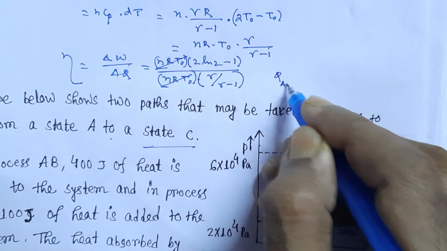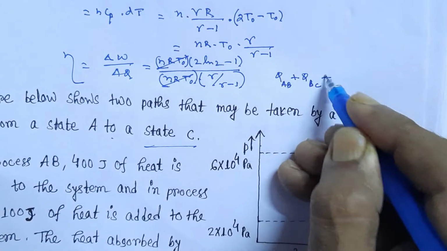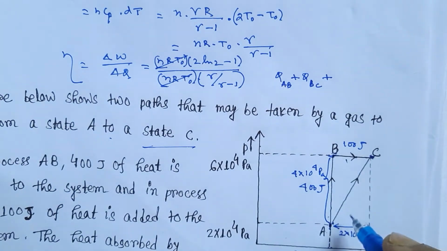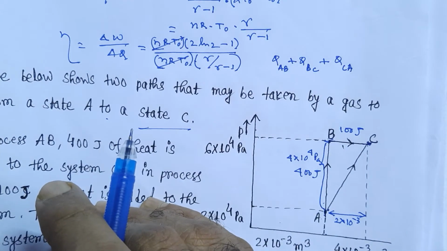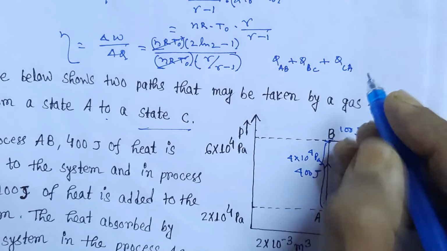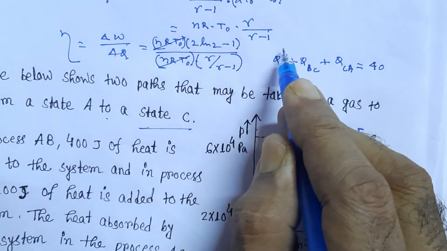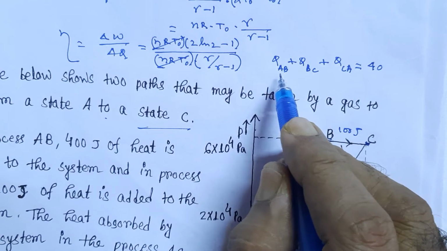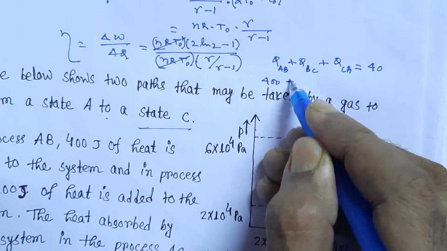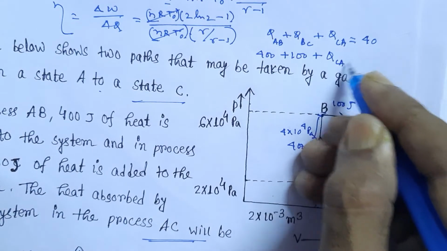That is QAB plus QBC plus QCA. And what we find is that it equals the area under the curve, 40 joule, because the change in internal energy in both processes is the same. So QAB equals 400 joule, given, and QBC is given as 100 joule. What we need is the heat absorbed in the process AC. So QAC or QCA equals 40.